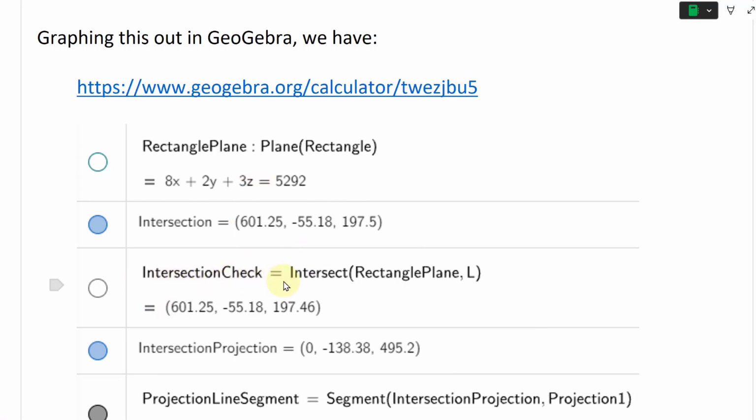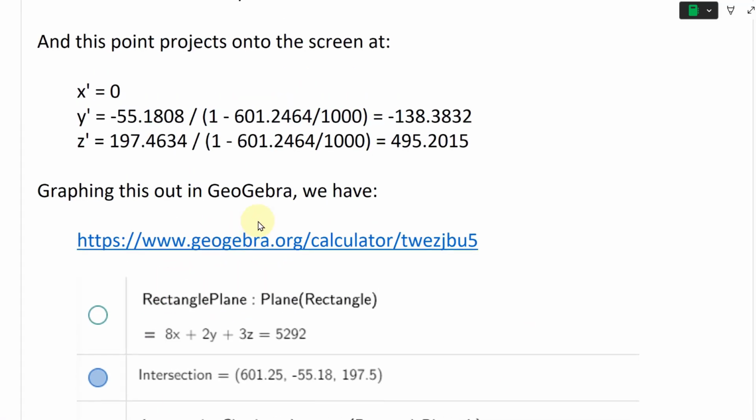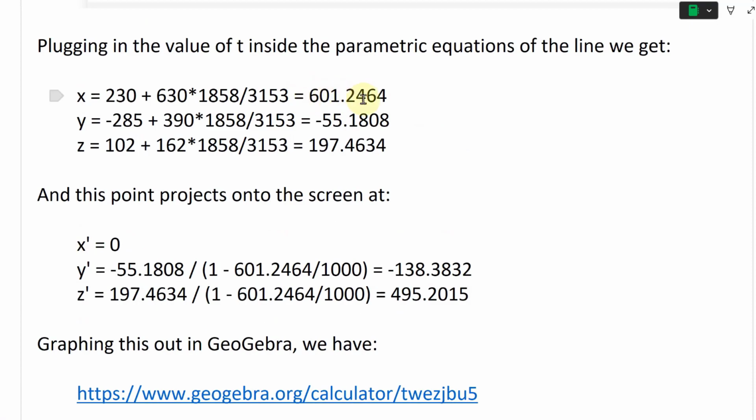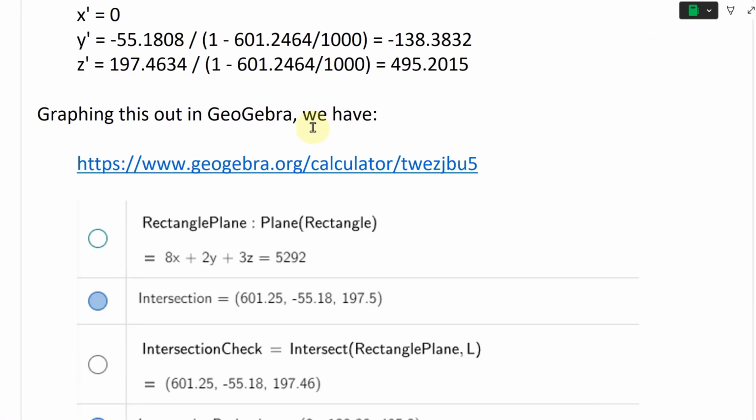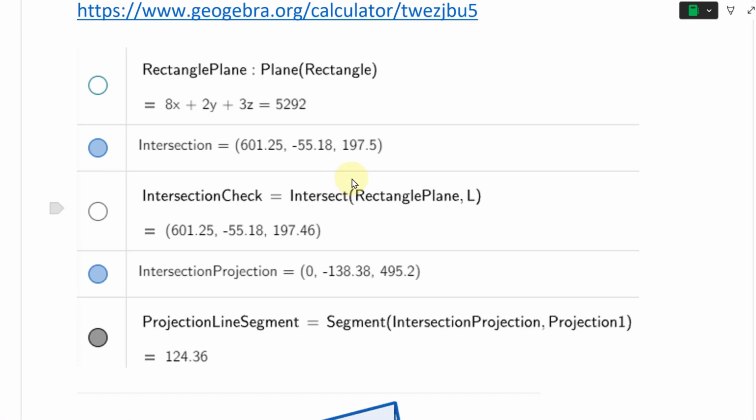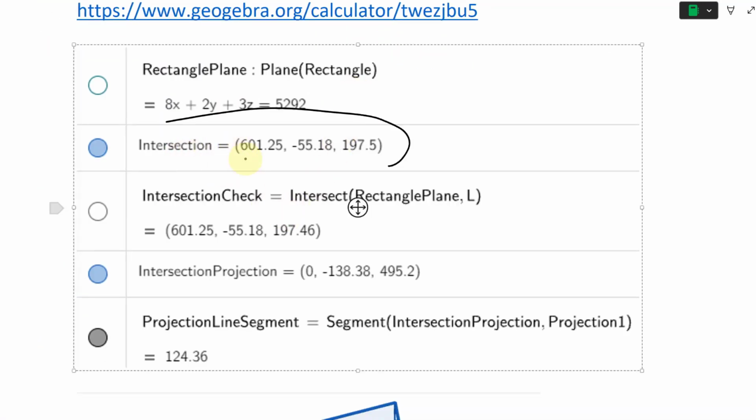So we could do an intersection check right here. So this is our intersection. It's going to be this point, 601, 246, etc., and then negative 55, then 197.46, etc. So here's the point I put in manually. I put this one manually in.